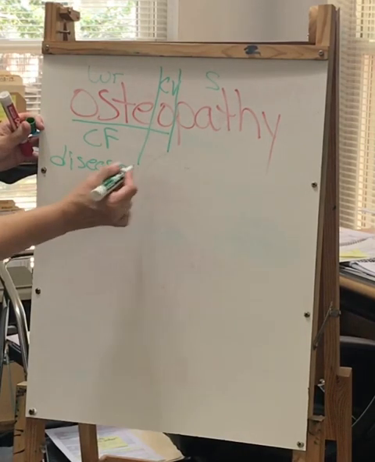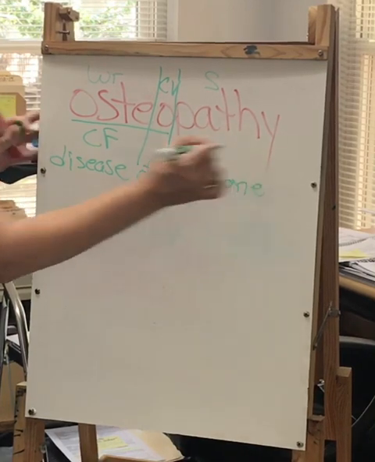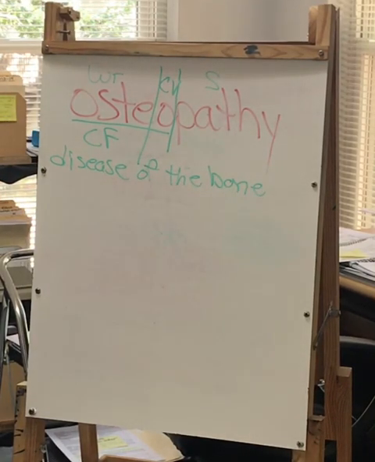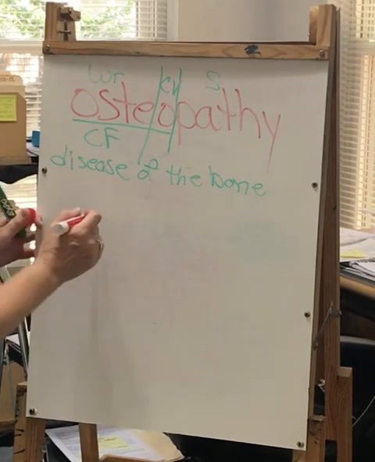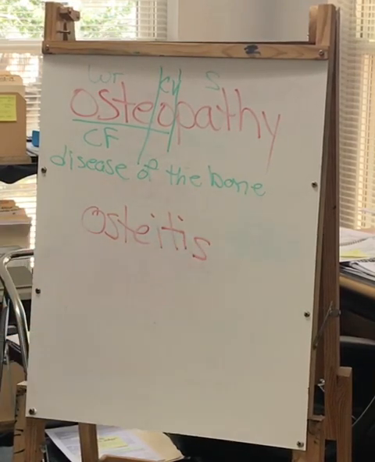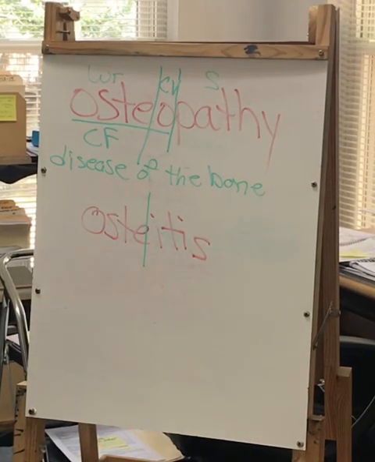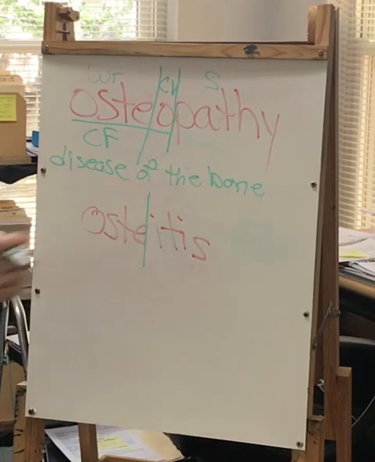Osti/o meant bone. Disease of the bone. Now let's do a word that doesn't have a combining vowel. Let's use the same root, osteitis. You learned itis was a suffix meaning inflammation. So that's where your slash goes. I don't want it to look like it's going through there. Okay. Itis is your suffix.